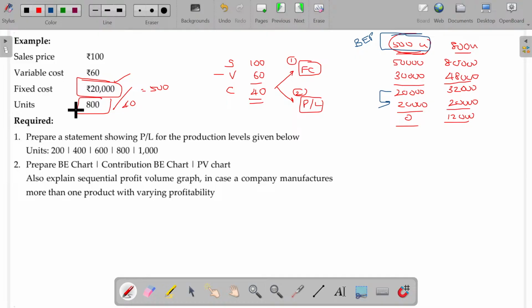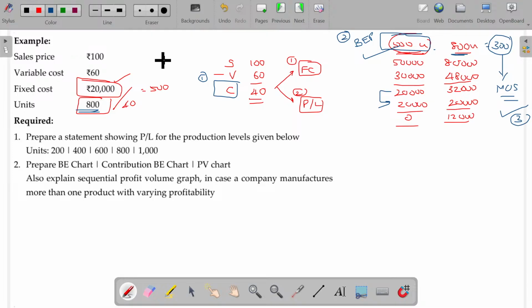But if you estimate that you can sell around 800 units, which is more than 500 by how many units? 300 units. If you are able to sell beyond that minimum BEP, then that excess sale is called the safest position. That's why it is called margin of safety. Hope you are now able to understand. So BEP, margin of safety, contribution: these are the three predominant terms you have to understand.